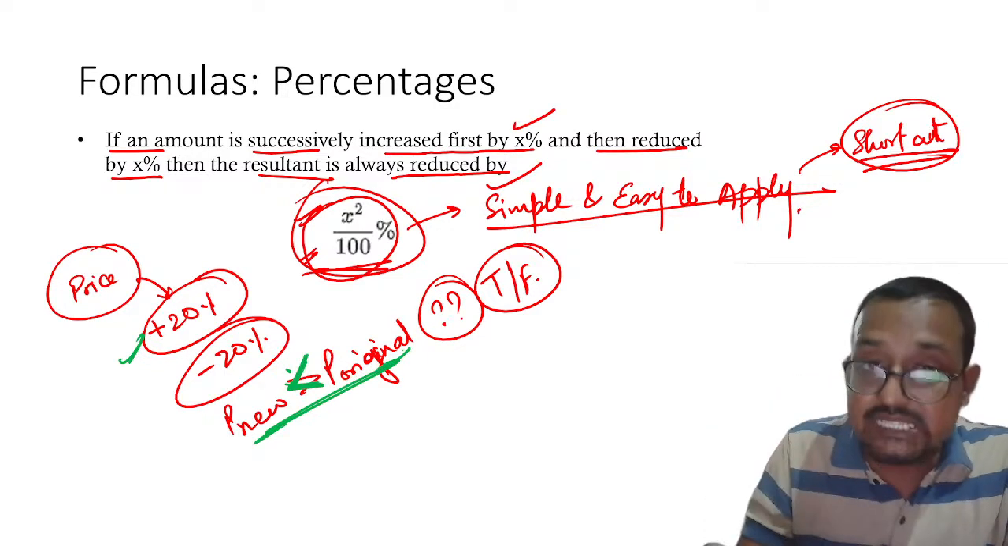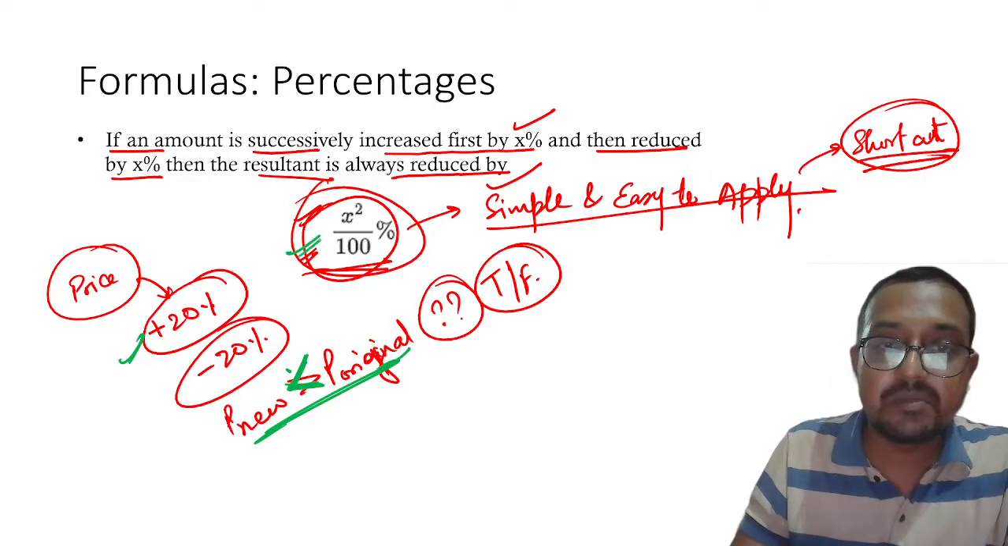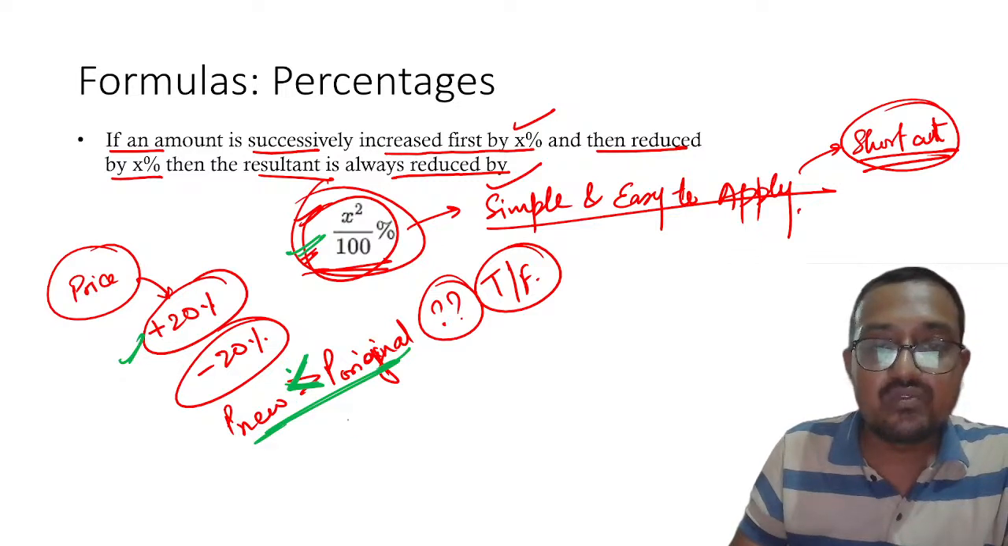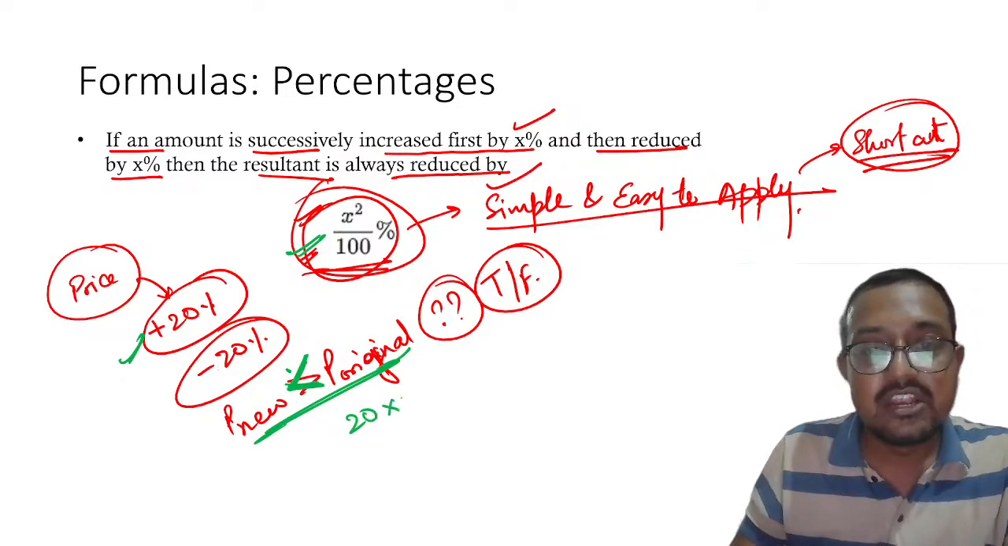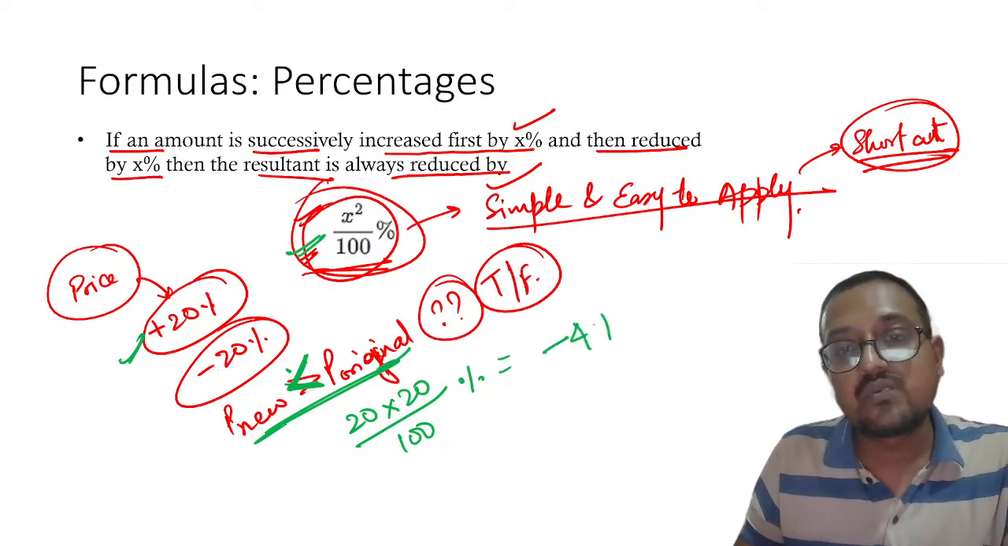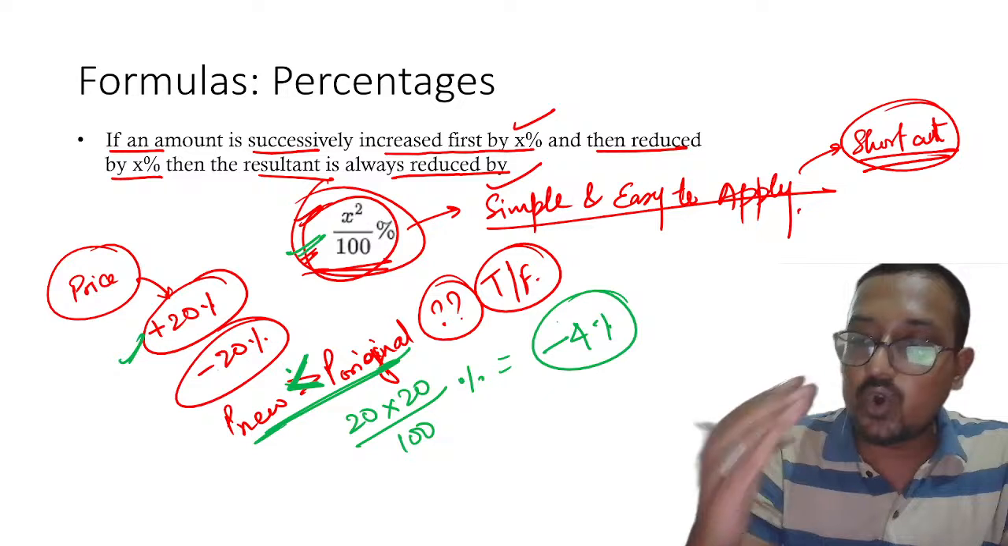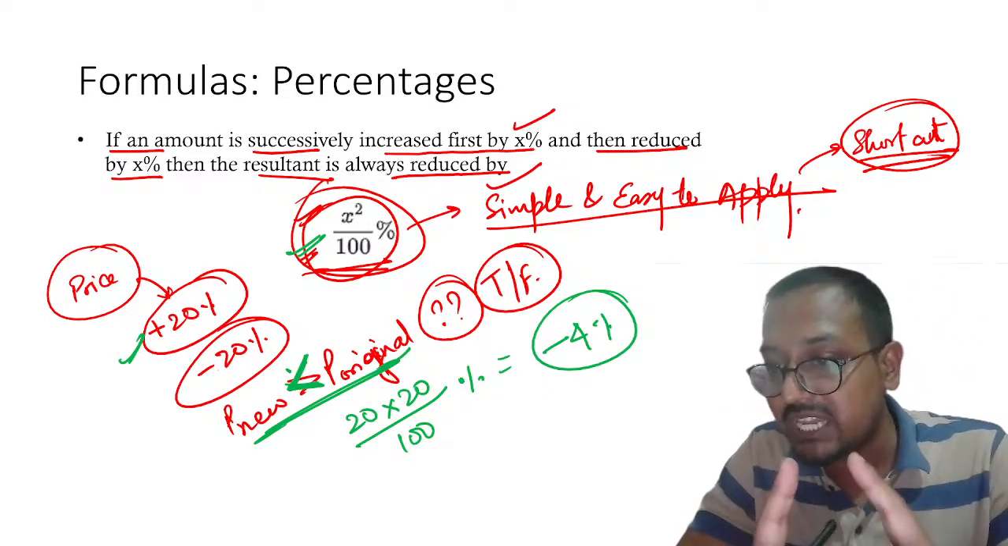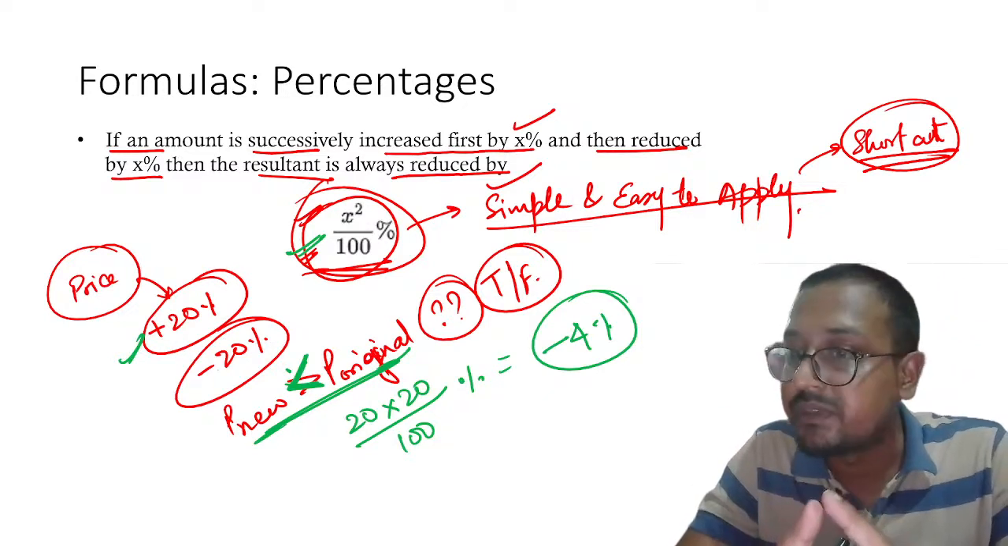And how much less? My dear students, please remember, the reduction will be X upon 100, here X is 20, so that is equal to minus 4%. Understood? So that is a 4% reduction. Please remember, no Rakesh, it will never remain the same.